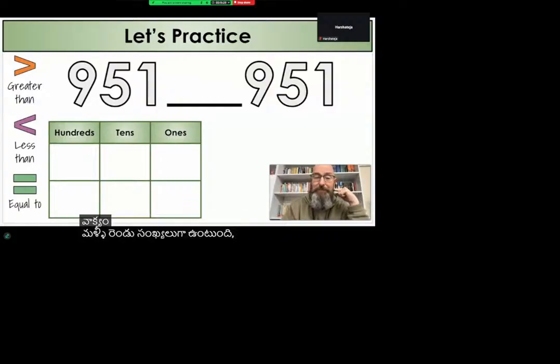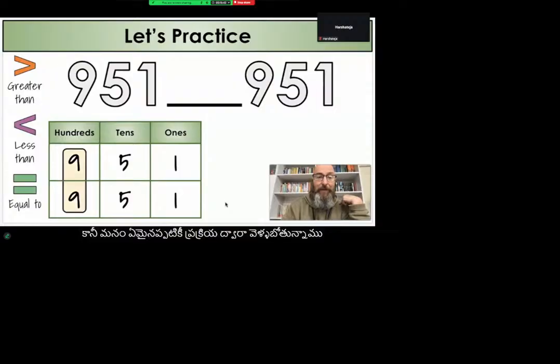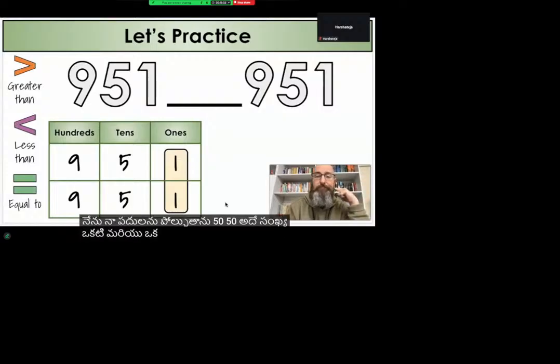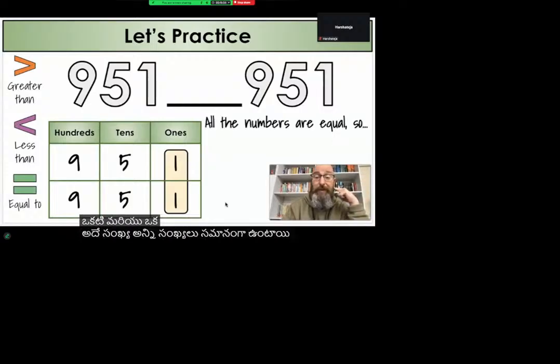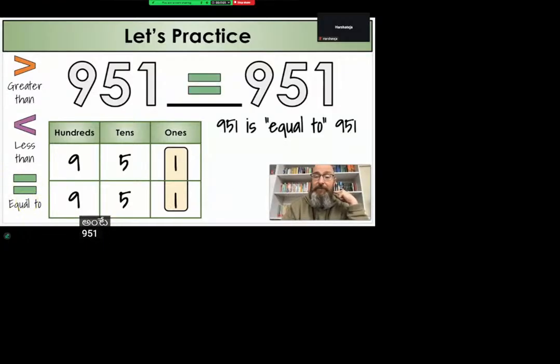Two more numbers again. Again, I write the numbers down first. 951, 951. I bet you already know the answer. But we're going to go through the process anyway. First step is I compare my hundreds. 900, 900, same number. I compare my tens. 50, 50, same number. 1 and 1, same number. All the numbers are equal. So I'm going to use my equal sign, which means 951 is equal to 951. This making sense? I hope so.